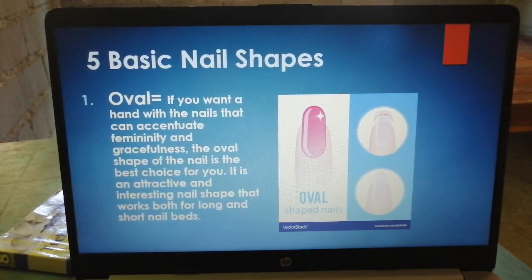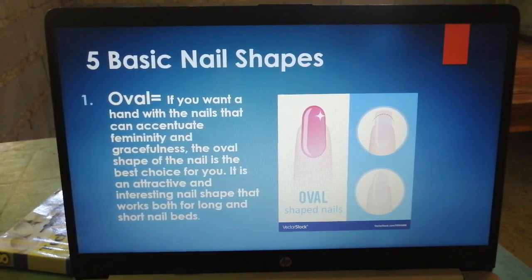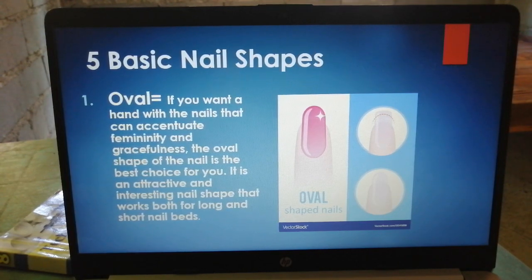The first one is oval. So nakikita nyo yung picture, ganyan yung itsura ng oval shape. If you want a hand with nails that can accentuate femininity and gracefulness, the oval shape of the nail is the best choice for you. It is an attractive and interesting nail shape that works both for long and short nail beds.